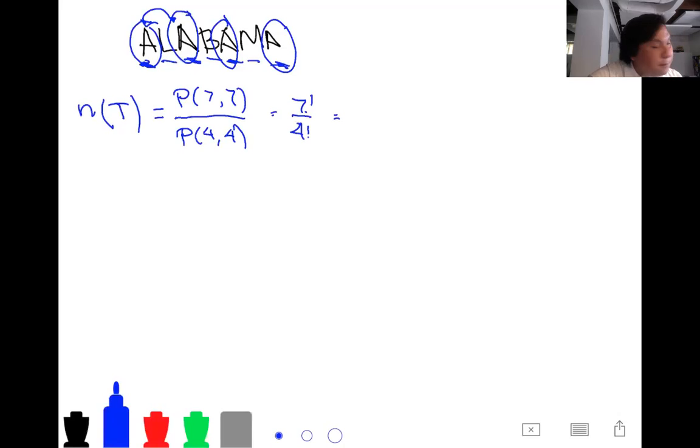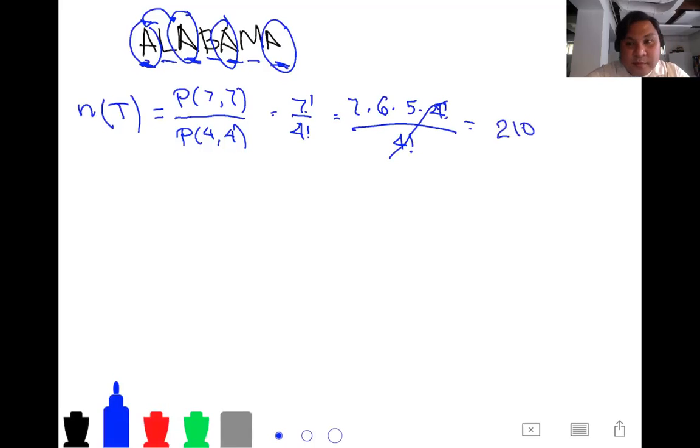So if we solve this, remember the principles of factorials. 7 factorial can be expanded to 7 times 6 times 5 times 4 factorial, divided by 4 factorial here. This cancels out. So we simply need to multiply 7 times 6 times 5, which is 210. So there are 210 different ways you can arrange all the letters in the word Alabama to make distinct rearrangements.